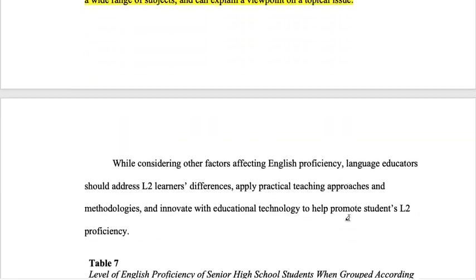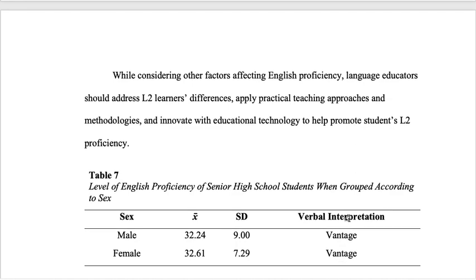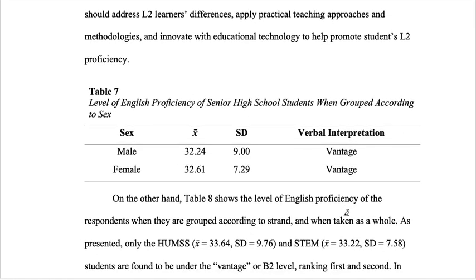All right. So meaning here is the table. So this is how again we illustrate correctly our tables. So follow this one. Bold, Table 7. Italicized, level of English proficiency of senior high school students when grouped according to sex. Very complete, right? So for example, categories: sex, male, female. So an X here represents the mean. That's the symbol for the mean.